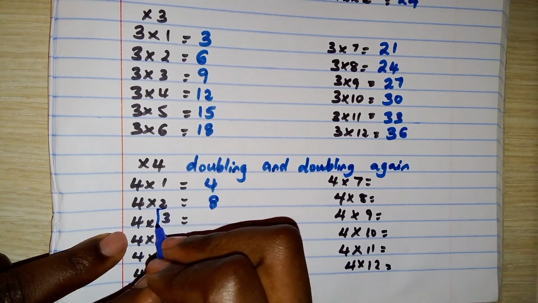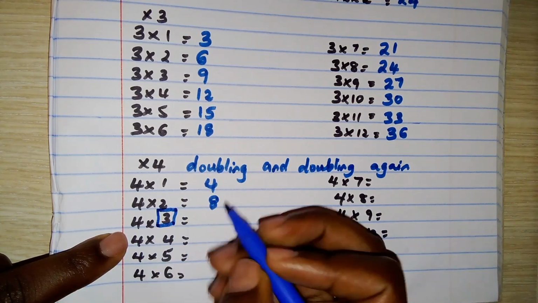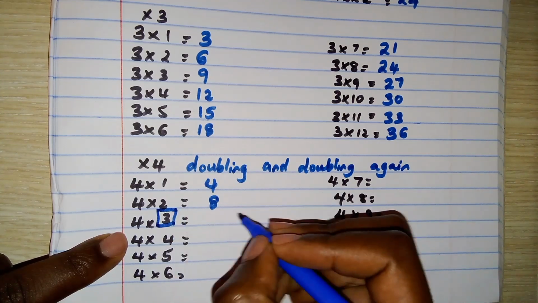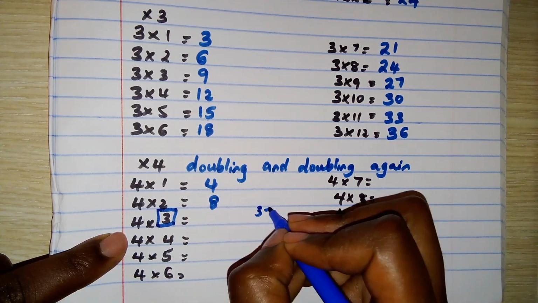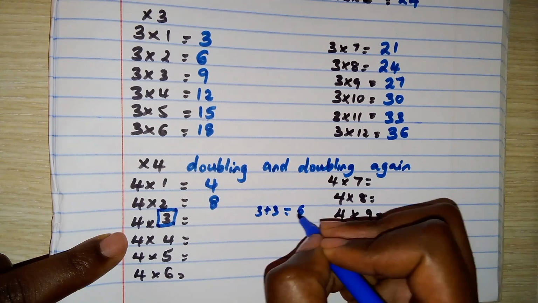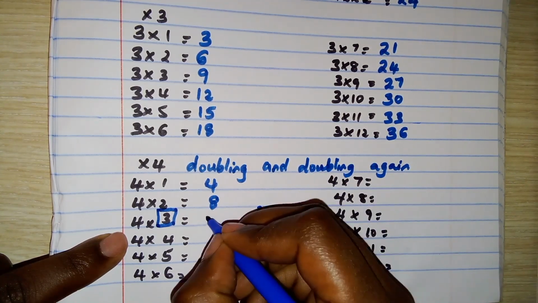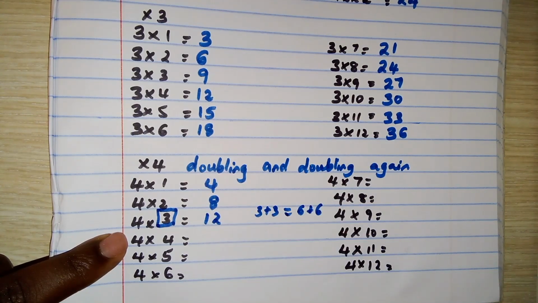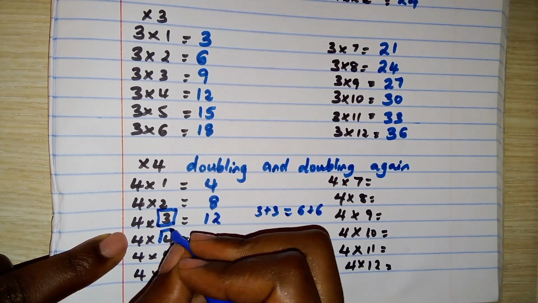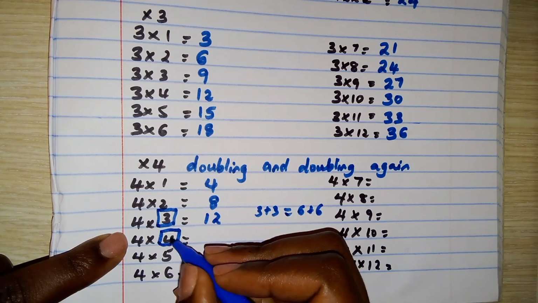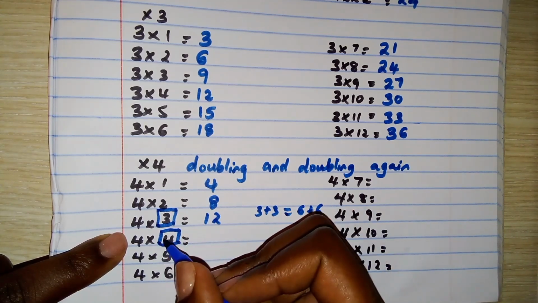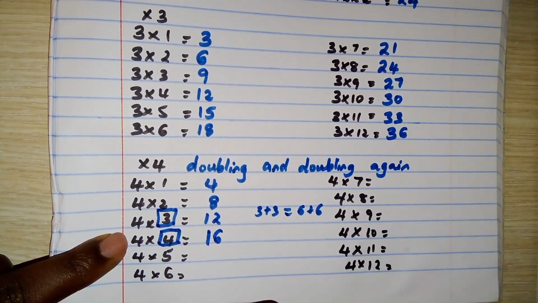So the number is 3 in the 4 times table. Double it, it will be 3 plus 3 is 6. And then you double again. So 6 plus 6 would be 12. So you take the number which is in the 4 times table, you double it. 4 plus 4 is 8. 8 plus 8 is 16.